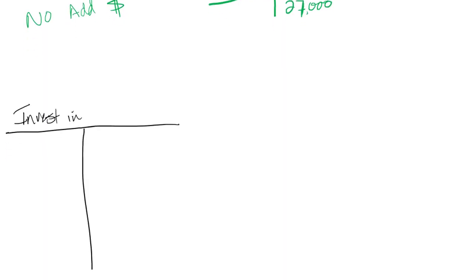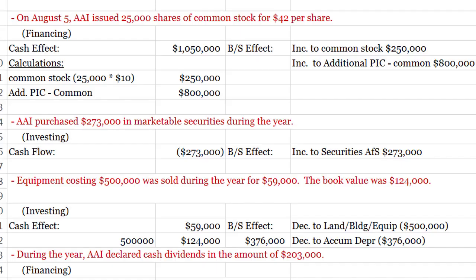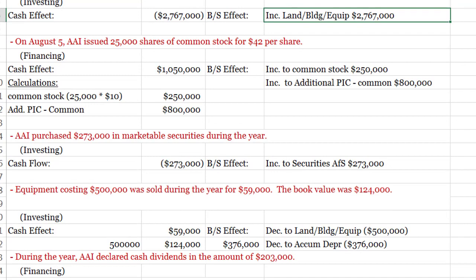Investments in affiliated companies. It has a really long name. We said it started at 2 million and it ended at 2,121,000. Our next step, again, is to go back through step 3 and just see if there's anything in this account that we've already looked into. And we're looking for the investment in affiliates account.